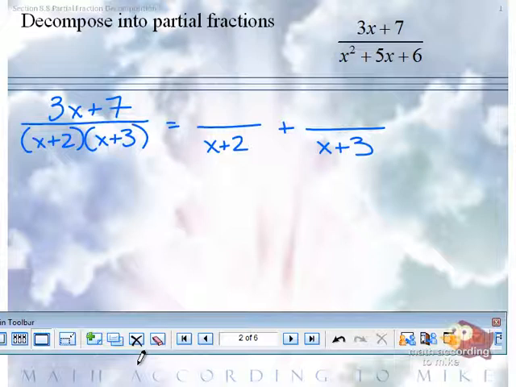Here is the rule for the numerator, and I'll say it a couple times. The degree of the numerator, the degree of the numerator.